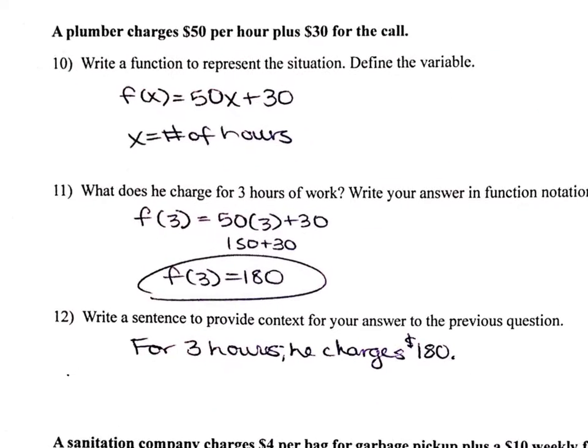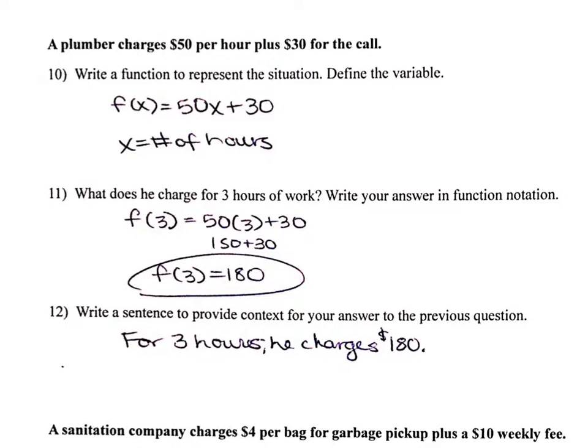All right, so 10 through 12, kind of similar in the way it's set up here. A plumber charges $50 per hour plus $30 for the call. So that's, remember, function notation f of x. Per hour, per is my rate word, so I did 50x. Hour comes right after the rate word, so I knew that x stands for the number of hours.